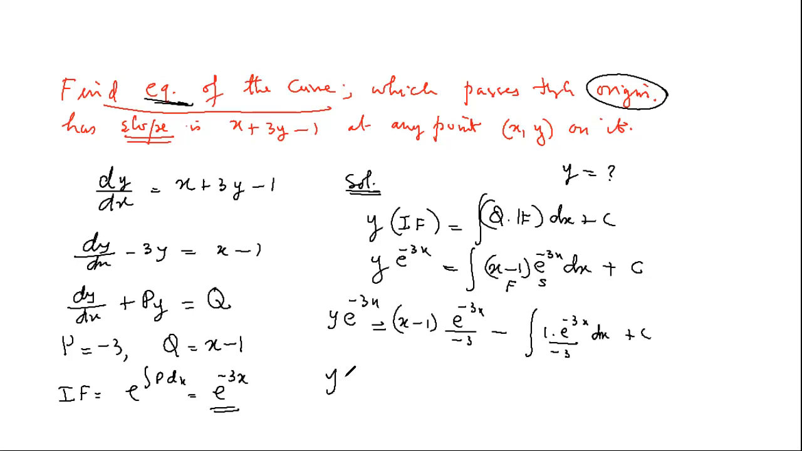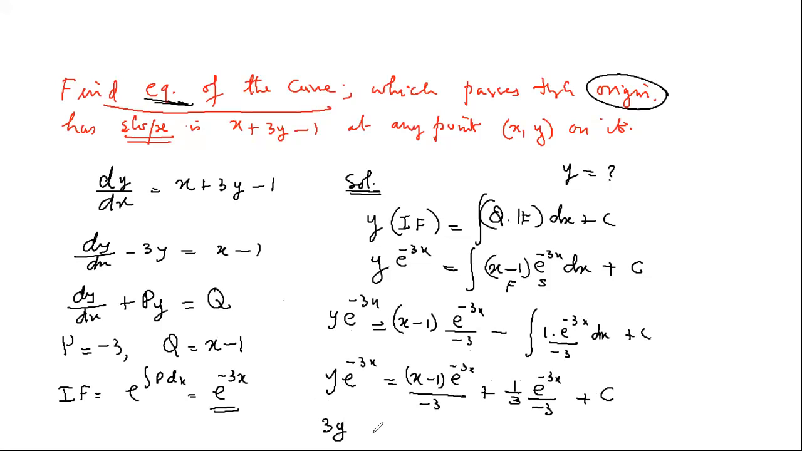So I can write y into e raised to minus 3x is equal to x minus 1 into e raised to minus 3x upon minus 3, plus 1 by 3 into e raised to minus 3x upon minus 3, plus c. Now I have to find the value of c. If I want, I can multiply throughout with 3 e raised to 3x.